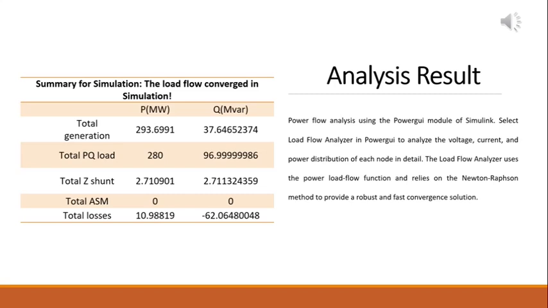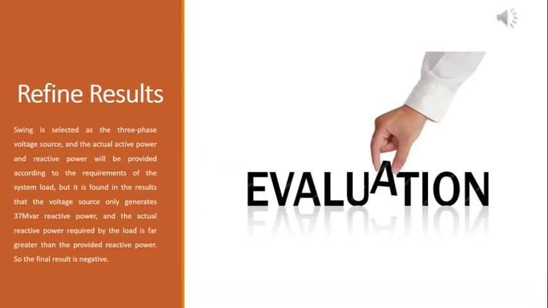According to the result we got from the previous slide, we know that there was something wrong with the result, especially the reactive power. As we know, swing is selected as a three-phase voltage source, and the actual active power and reactive power will be provided according to the requirements of the system load. But it's found in the result that the voltage source only generates 37 mvar of reactive power, and the actual reactive power required by the load is far greater than the provided reactive power. So the final result is negative.